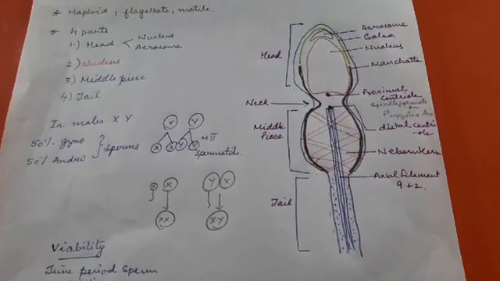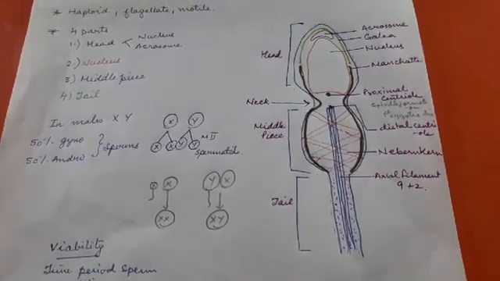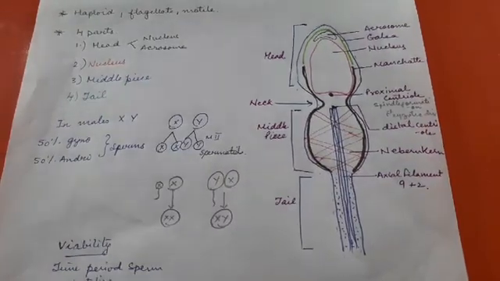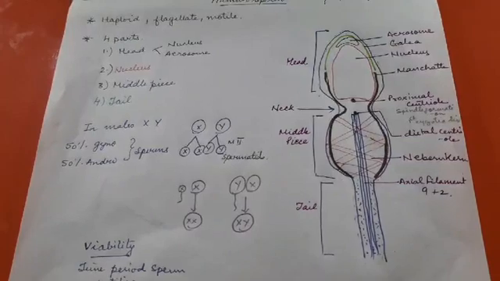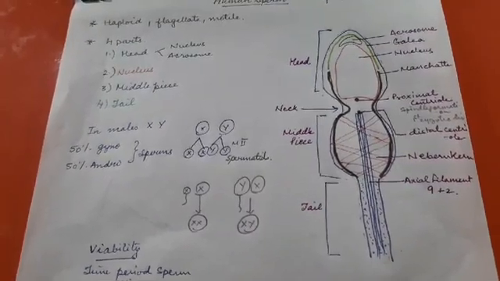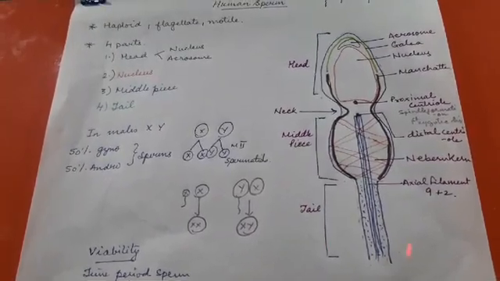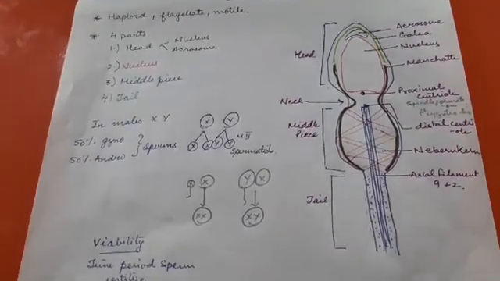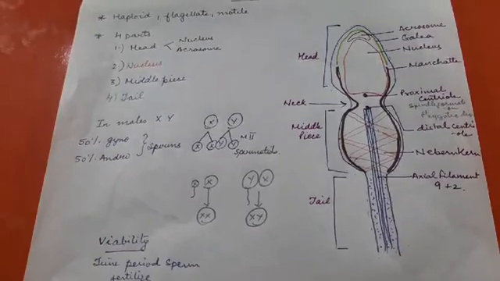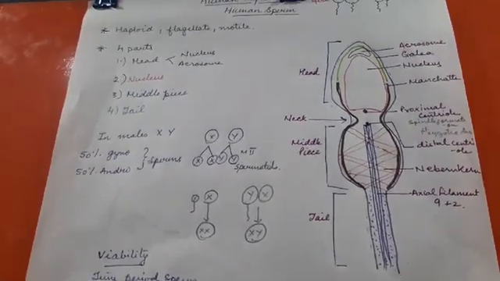So these are the 2 additional membranes, upper half and lower half. So this is how the structure of this sperm looks. The tail is very long. Mitochondria's function is to provide energy for the movement of the tail part, and this is the role of this.